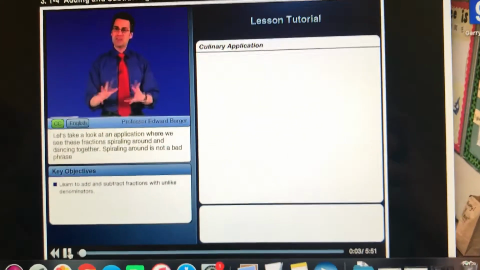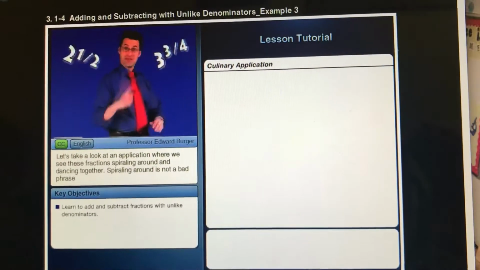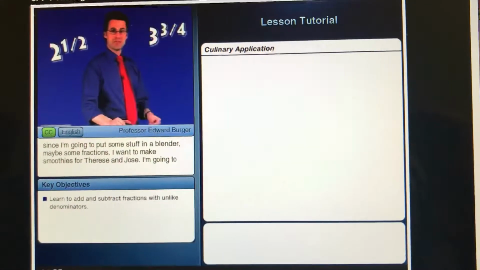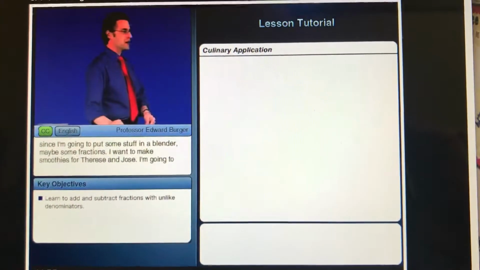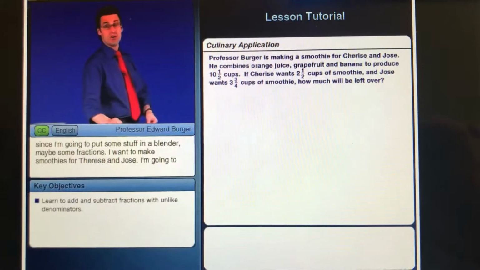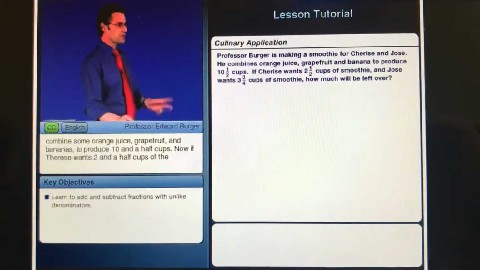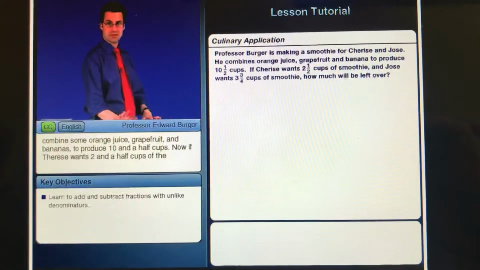at an actual application where we see these fractions sort of spiraling around and dancing together. In fact, spiraling around is not a bad phrase, since I'm actually going to put some stuff in a blender, maybe some fractions. So here I go. So I want to make a smoothie for Charisse and Jose. And so I'm going to combine some orange juice, grapefruit, and bananas to produce 10.5 cups.